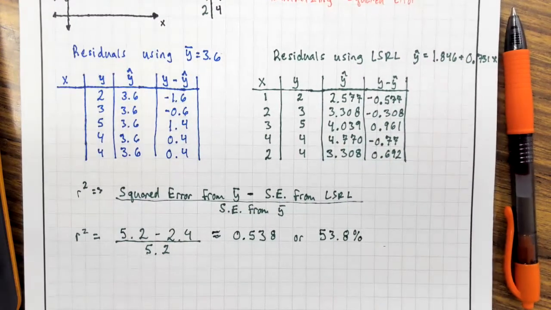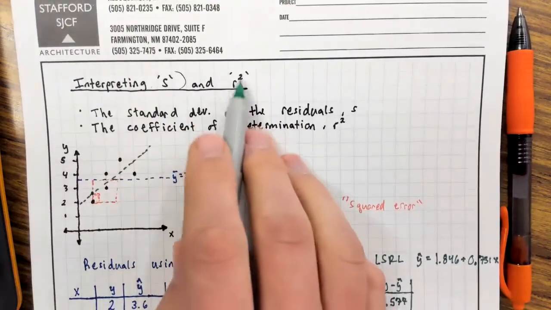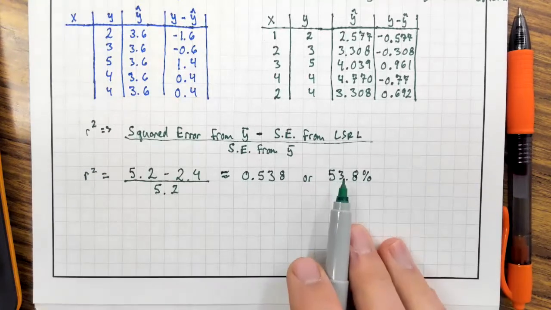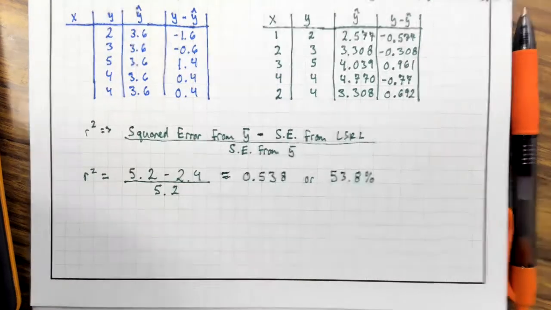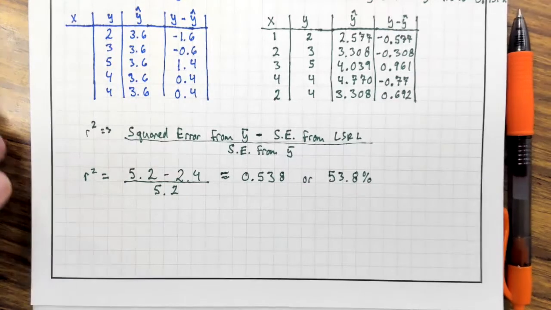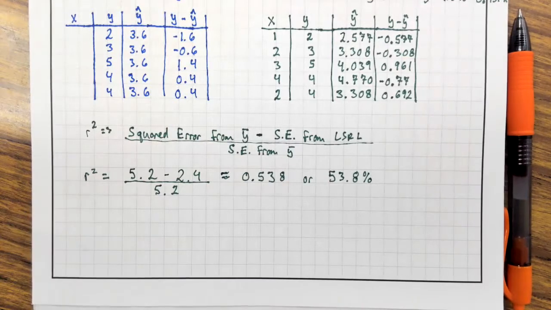All right, so now comes the actually important part here, interpreting the coefficient of determination. So this 53.8%, what does it actually tell us? Again, it's how much squared error we got rid of as a percentage. So this is the interpretation statement. This is the format you would follow to interpret the coefficient of determination.